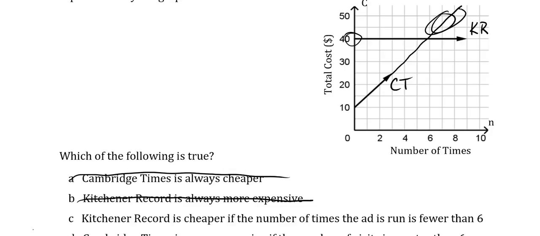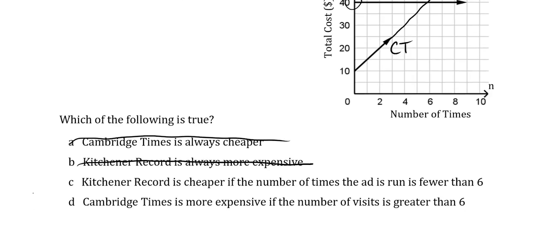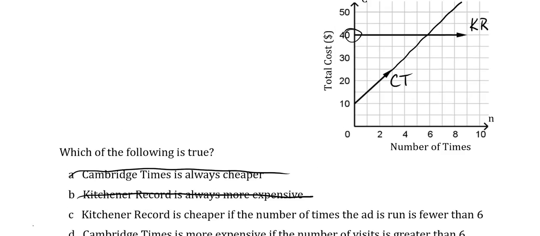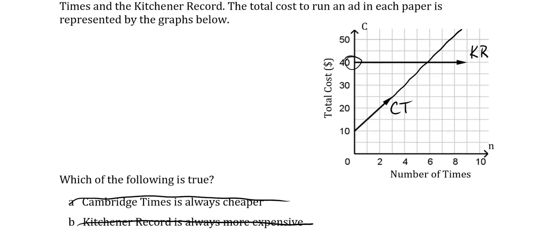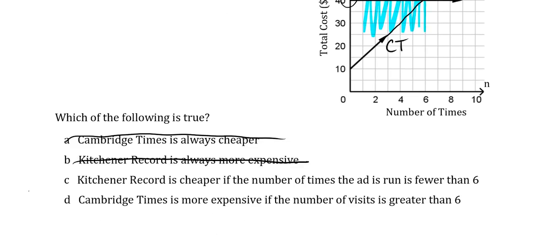When it crosses over here, Kitchener Record is less expensive now, right? Okay, Kitchener Record is cheaper if the number of times the ad is run is fewer than 6. Where is fewer than 6? Here's 6. That's where they cross. So over here is fewer than 6 times. Is the Kitchener Record cheaper there or more expensive?